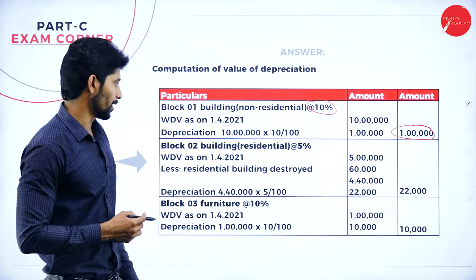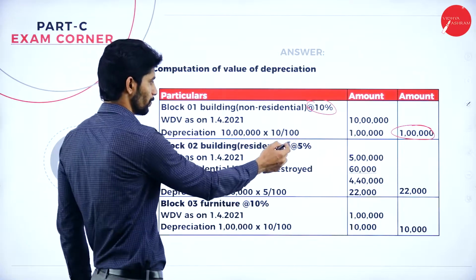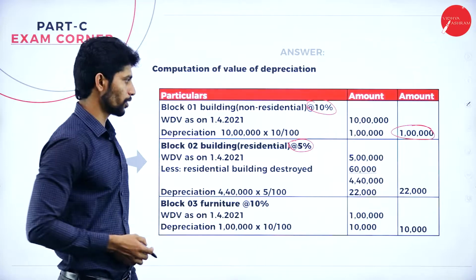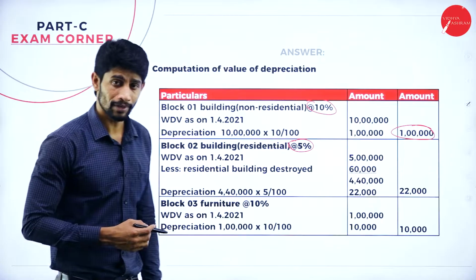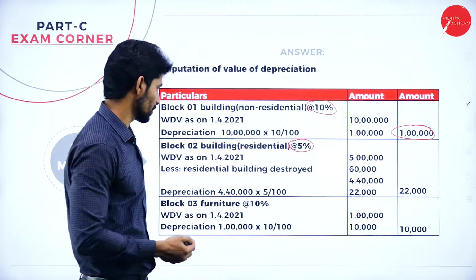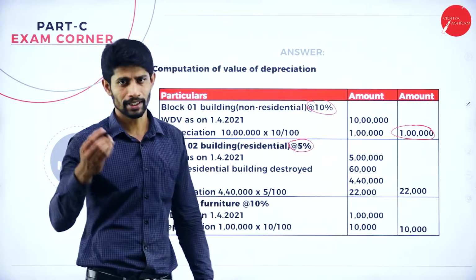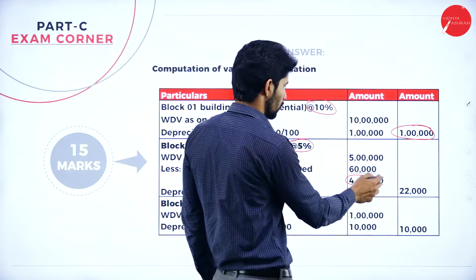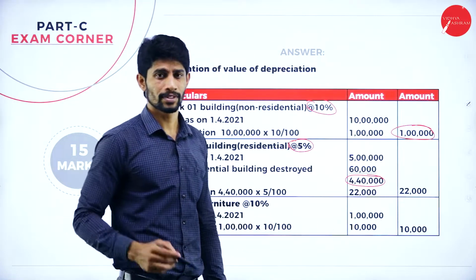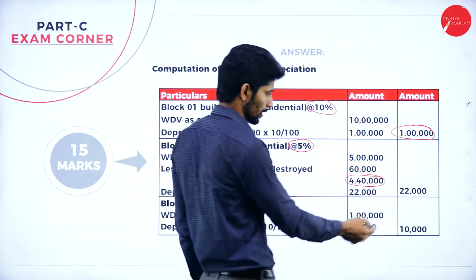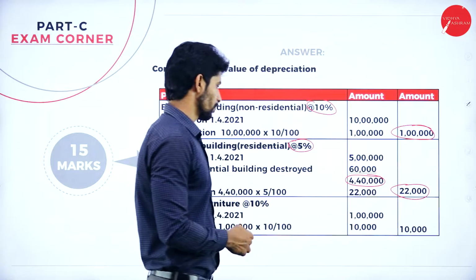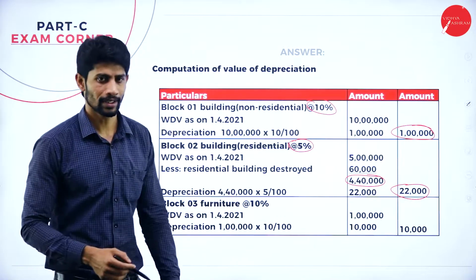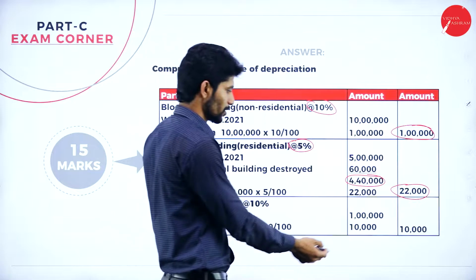Next, building residential, it is at the rate of 5%. So WDV value rupees 5 lakhs. So less residential building destroyed by fire, that is 60,000. Balance is 4,40,000 into 5% depreciation. You will get 22,000. Next, block 3, that is furniture at the rate of 10%. WDV value is 1 lakh.